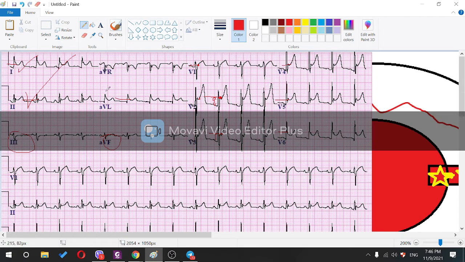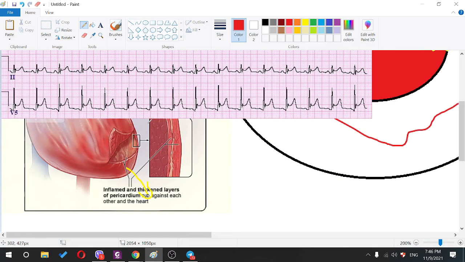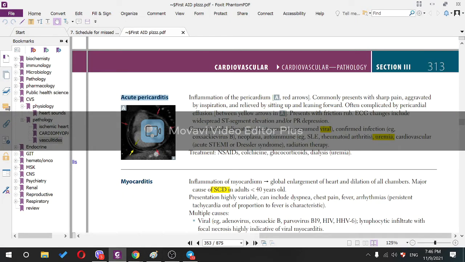But it's widespread. It's all over his chest. And when you see it widespread, done. If it's in most of the heart leads, done. You have a diagnosis. It's an acute pericarditis. Acute pericarditis leads to a widespread ST segment elevation.